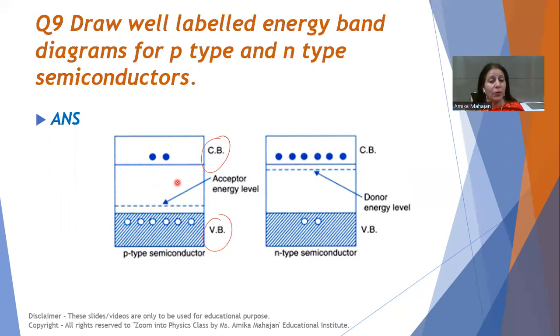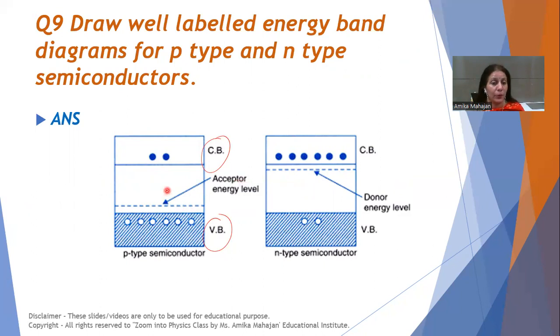If number of holes is more than electrons, then P-type semiconductor is formed. If number of electrons is more than holes, then N-type semiconductors are formed. P-type semiconductors are formed by adding trivalent impurity, and N-type semiconductors are formed by adding pentavalent impurity.